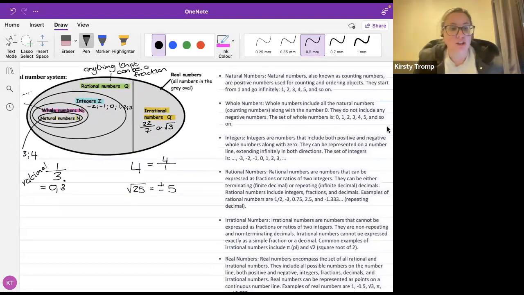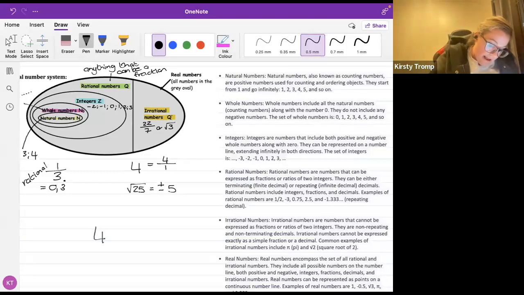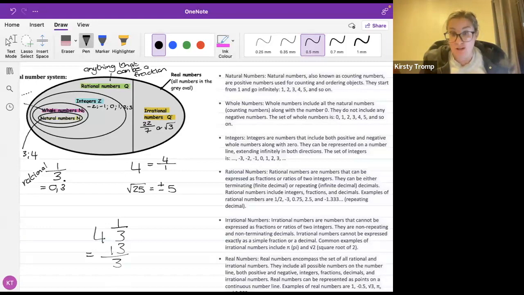While you're taking a screenshot, I see that I've got a hand up. It's Anya. Anya, do you have a question for me? Yes, I would like to ask, on rational numbers, does that include mixed fractions or improper fractions? So Anya, if it has a recurring decimal, then yes, it will be rational. A mixed fraction can be a rational number. So if you've got 4 and 1 over 3, which is the same as 13 over 3, then yes, that would be a rational number, because it's going to have a recurring decimal. Does that make sense? Yes.